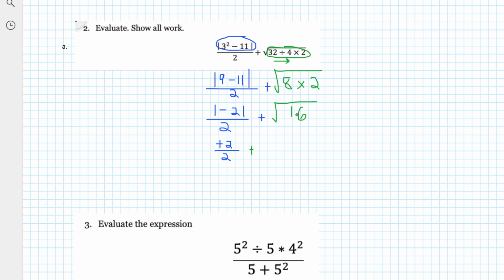And then square root of 16 is just 4. And so now we do not add, we have to divide. So 2 divided by 2, this is 1. 1 plus 4, our final answer is 5. I hope this cleared things up. Absolute value is another grouping. It means any number, whether it's positive or negative, the result will always be a positive. I should have foreseen this and shared it with you. My apologies.